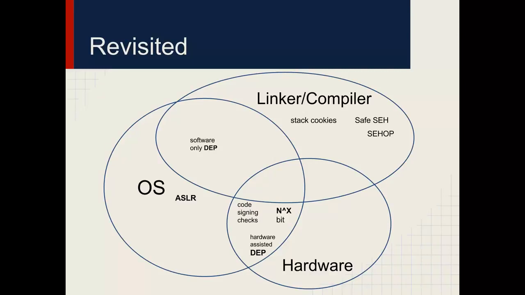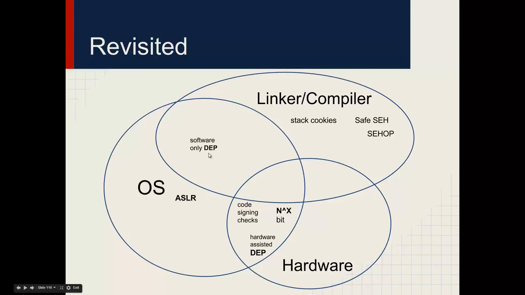So to recap, the linker and the compiler implement stack cookies. Basically, there is prologue and epilogue metadata or code to make sure that when a return is called, the cookie, also called the canary, hasn't been overwritten. ASLR is usually implemented by the operating system because that has a large role to play when the process space is all initialized.